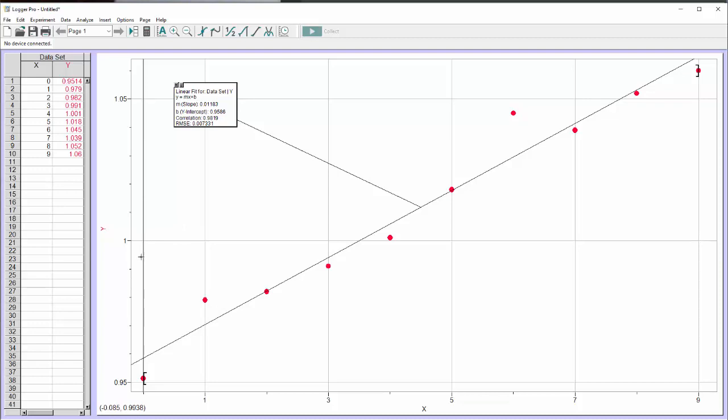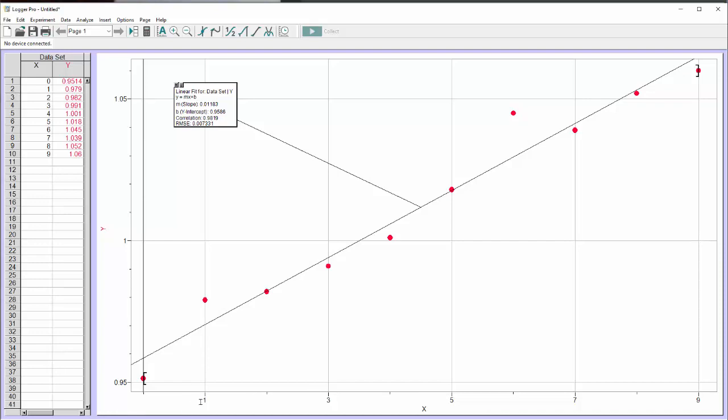So I have to find 0.99. Let's see, this is 0.95, 96, 97, 98, 99. So slightly above that. I scroll over here. It intersects with the best fit line about here, which means I've got a concentration of about 2.9 just by visual inspection. That makes sense?